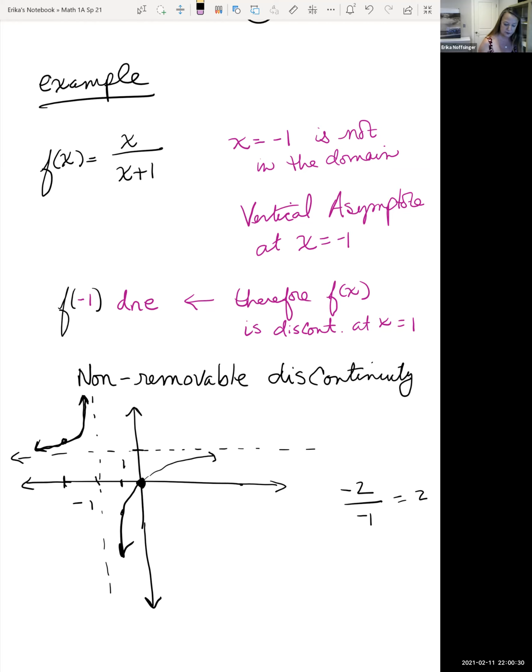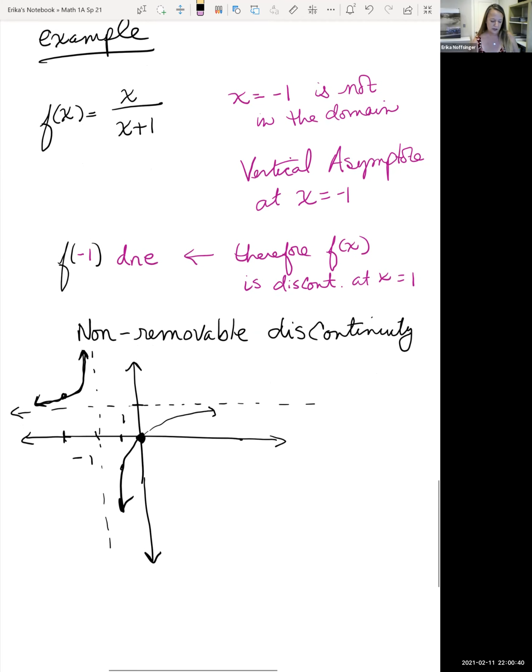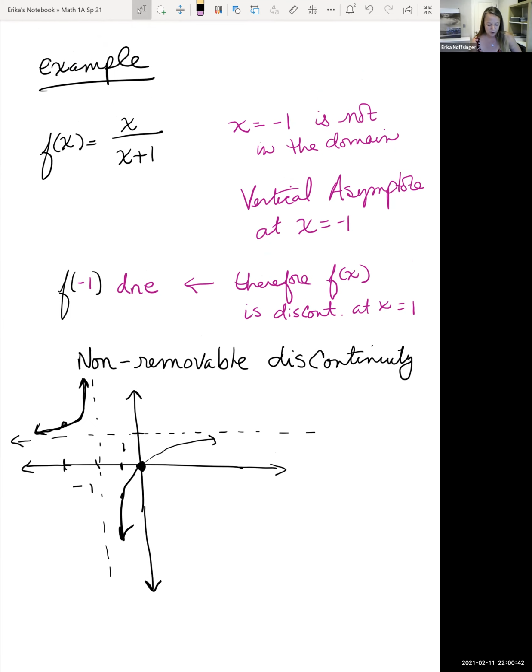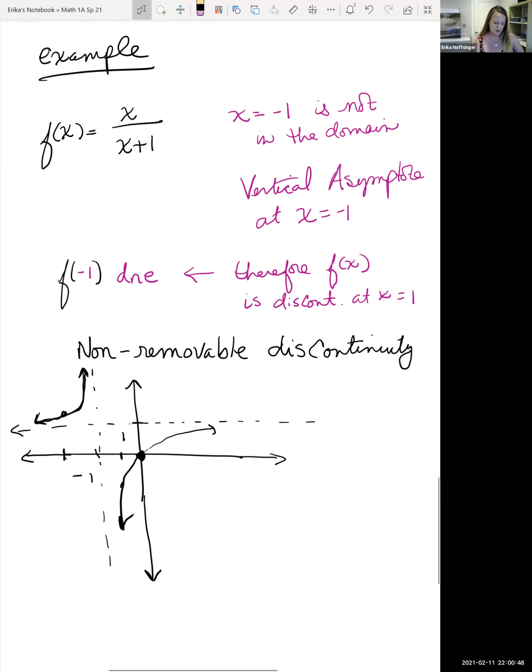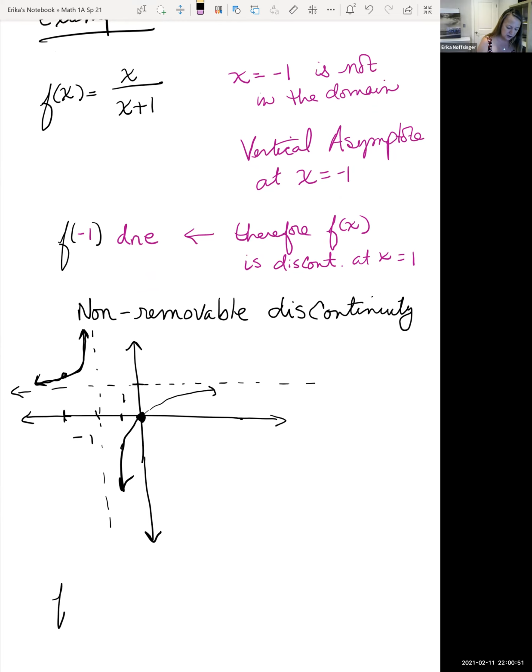So that was just kind of a quick review of graphing. We'll talk more about horizontal and vertical asymptotes later on in this section, or chapter, I believe. Okay, so it's a non-removable discontinuity at x equals -1. So what about another example?